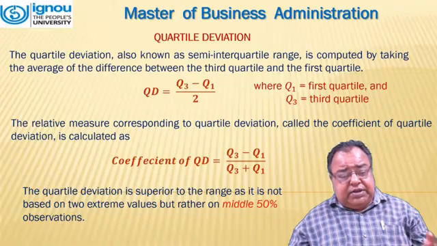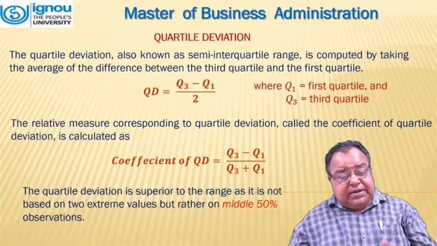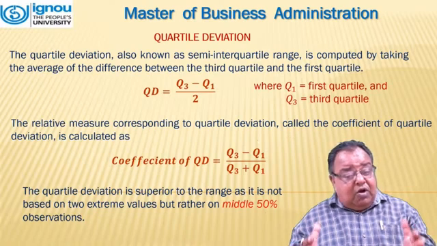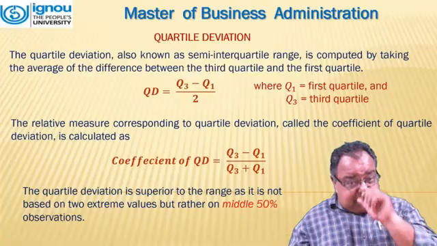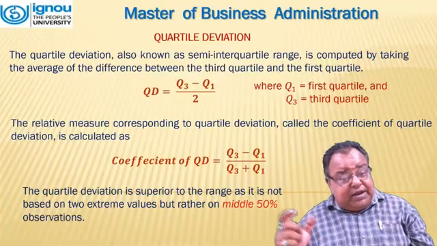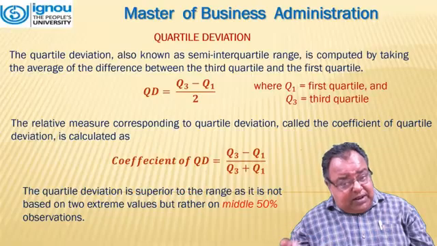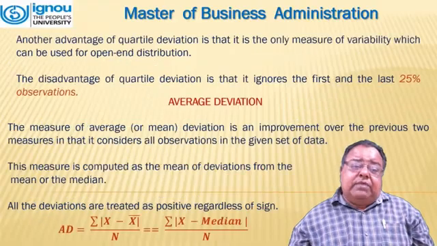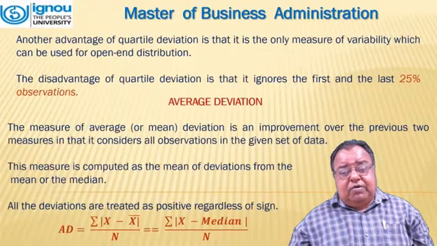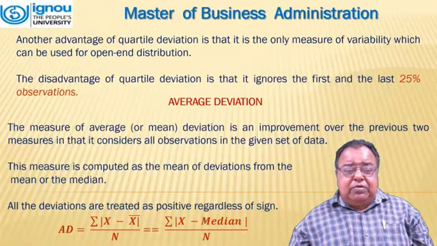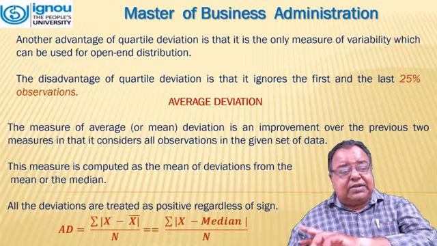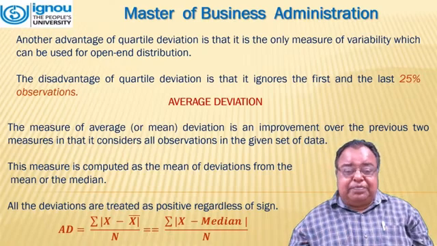The quartile deviation is superior to the range as it is not based on the two extreme values but rather on the middle 50% of the data. That means Q1 is 25% and Q3 is 75%, so we are talking about the difference covering 50% of the data. Another advantage of quartile deviation is that it is the only measure of variability which can be used for open-end testing. The disadvantage of quartile deviation is that it ignores the first and the last 25% of the data.